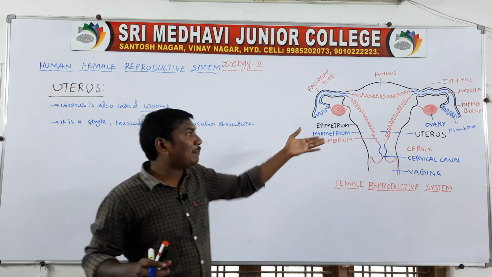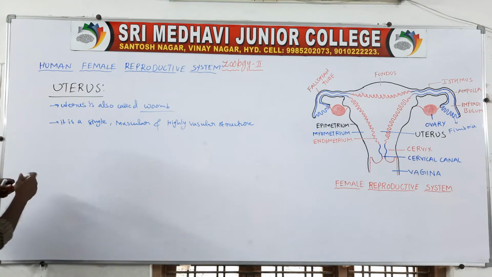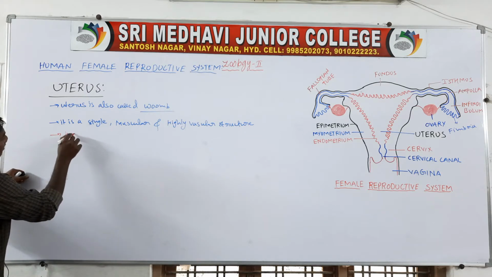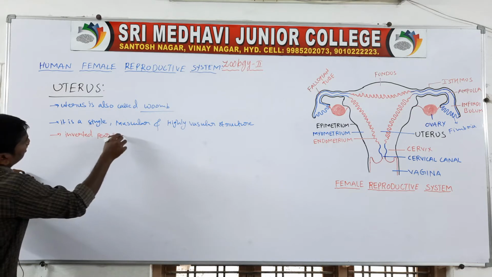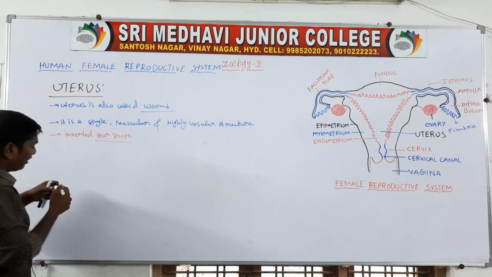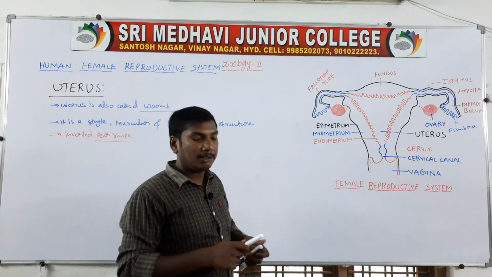Next, its shape is an inverted pear shape. The uterus shape is called an inverted pear shape.